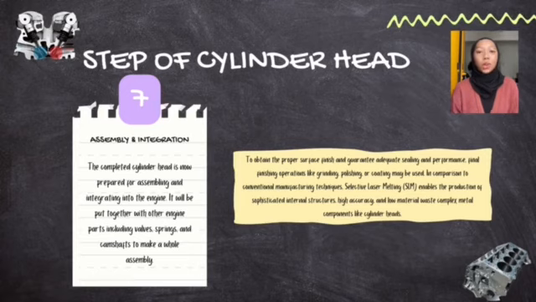In conclusion, to obtain the proper surface finish and guarantee adequate sealing and performance, final finishing operations like grinding, polishing, or coating may be used. In comparison to conventional manufacturing techniques, selective laser melting enables the production of sophisticated internal structures, high accuracy, and low material waste for complex metal components like the cylinder head.